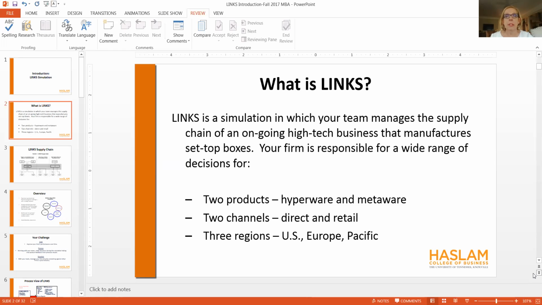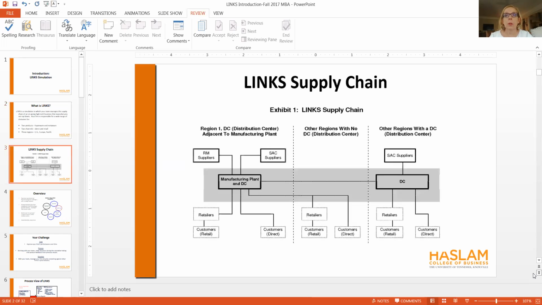We have a distribution center there. We also have a region including Europe and the Pacific, where we also distribute and sell these two types of product. Let's take a look at what that would look like in terms of this schematic.